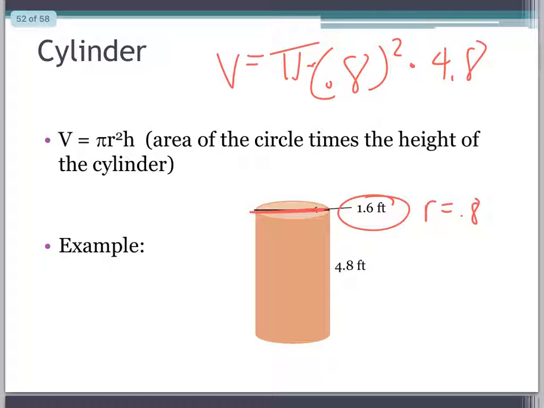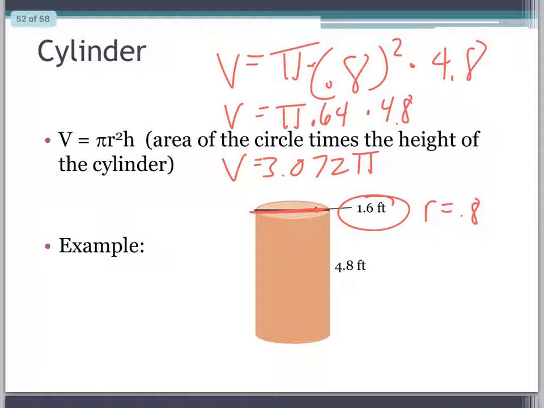Now, again, we talked about leaving it in terms of pi, so if you take that 0.8 times 0.8, you get 0.64, so volume is pi times 0.64 times 4.8. So multiply that 0.64 times 4.8, and we get 3.072. So volume is 3.072 pi feet cubed. So if I said leave it in terms of pi, that's where you'd go.